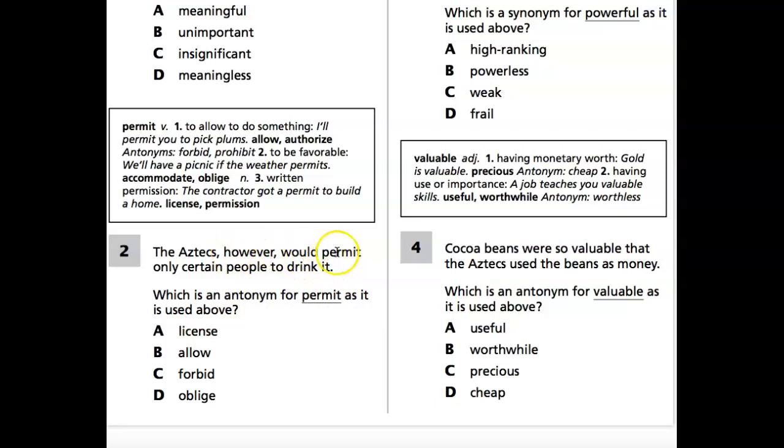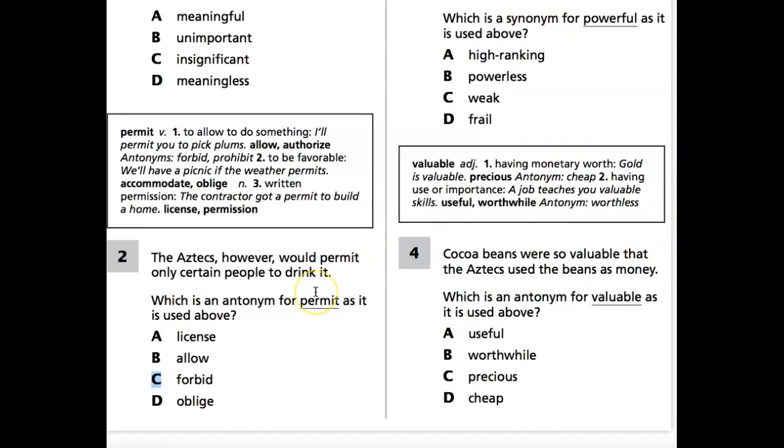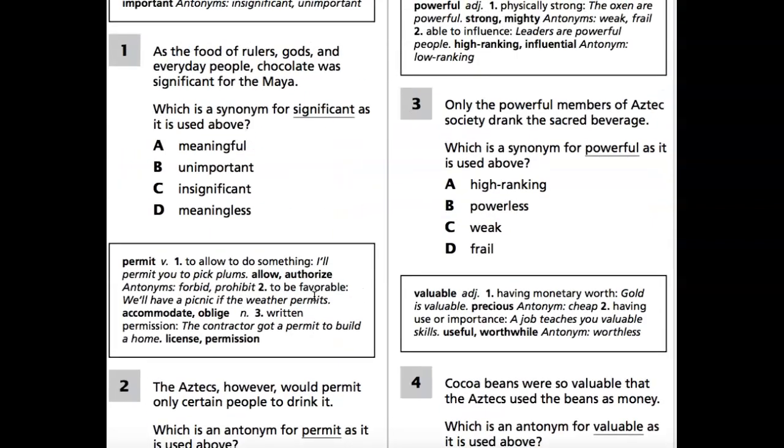So permit means to allow, and the opposite of allow would be, let's look, license, allow, forbid, or oblige. Well, the opposite of to permit would be to forbid. They forbid people to drink whatever they're talking about here. Okay. All right, and let's look at 3.